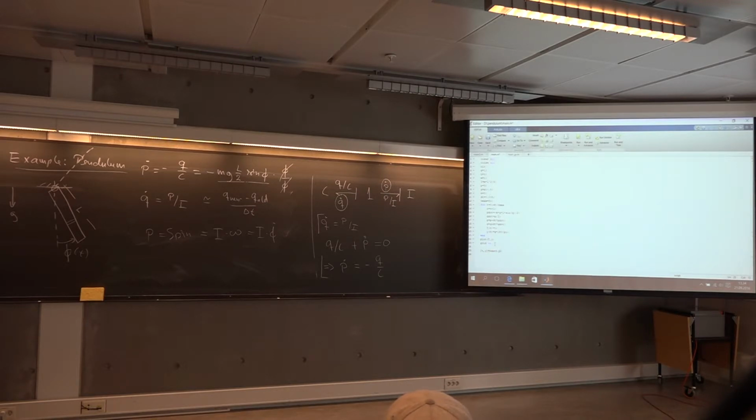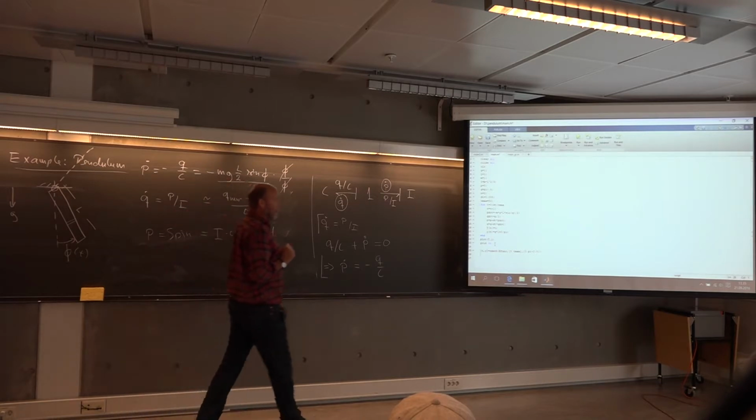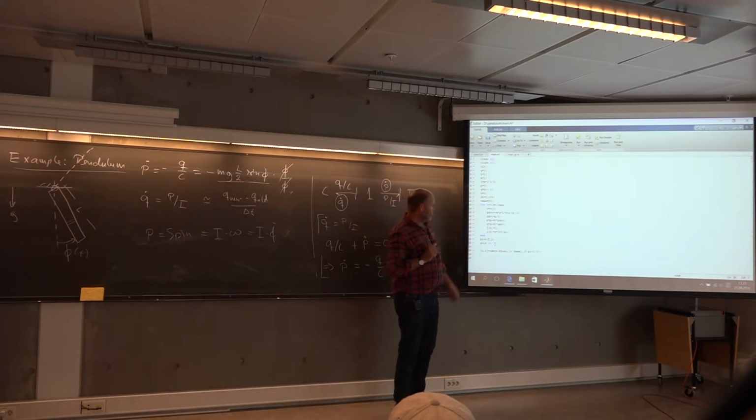Well, we better make a function, say func, that's okay. And then we need a time span from 0 to max time. And then we needed the initial values. What was the initial values here? I started with 0, and then I had pi minus 0.5. So that should be the syntax for an ODE solver.